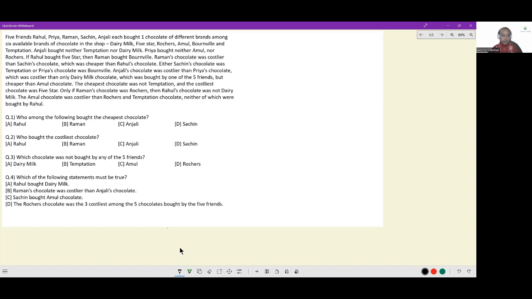Anjali bought neither Temptation nor Dairy Milk. Priya bought neither Amul nor Rochers. If Rahul bought 5-star, then Raman bought Bournville. Raman's chocolate was costlier than Sachin's chocolate, which was cheaper than Rahul's chocolate. So out of Raman, Rahul, and Sachin, Sachin's chocolate is the cheapest. About Raman and Rahul, we don't know the comparison.